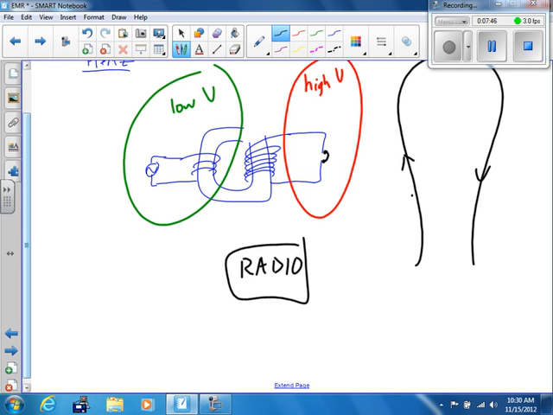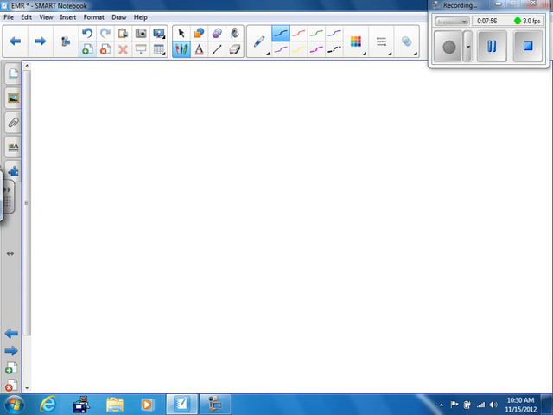Radio waves. Every time I mention one type of electromagnetic radiation, Daxon starts singing that song. That's good. If it's stuck in your head, Daxon, then there's no way that you're going to forget the order of these types of electromagnetic radiation, right?